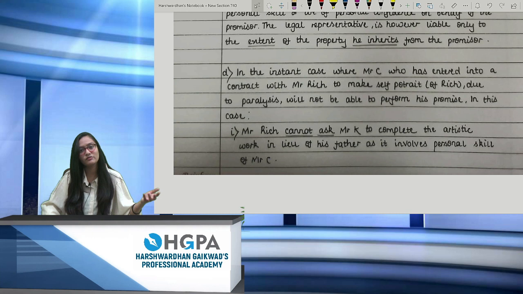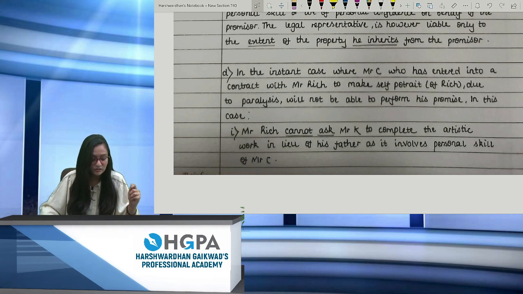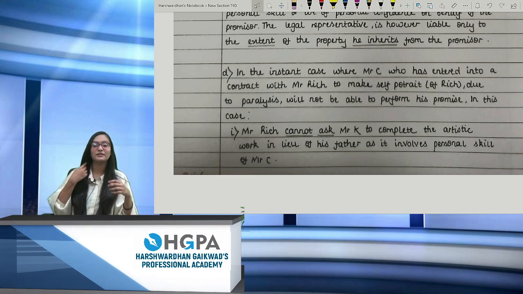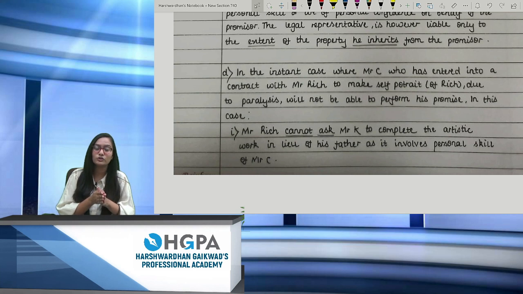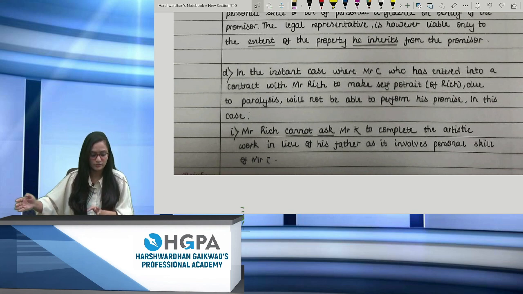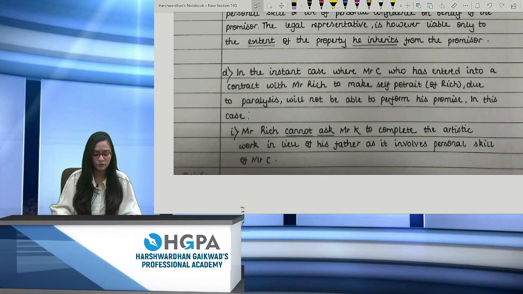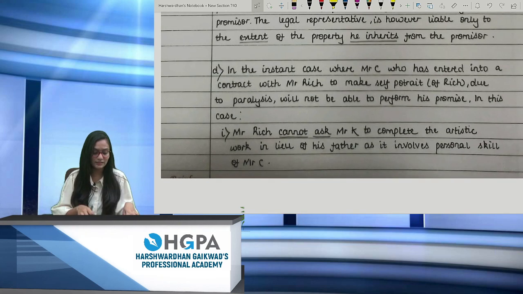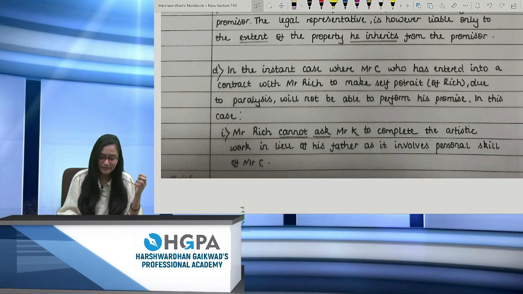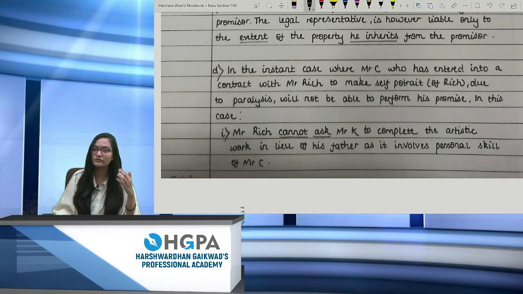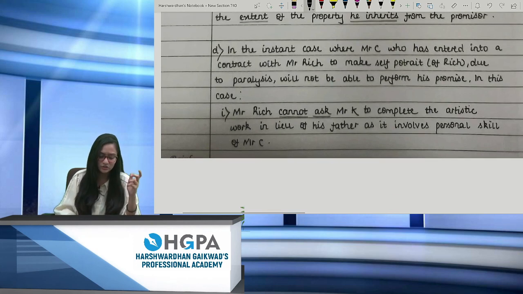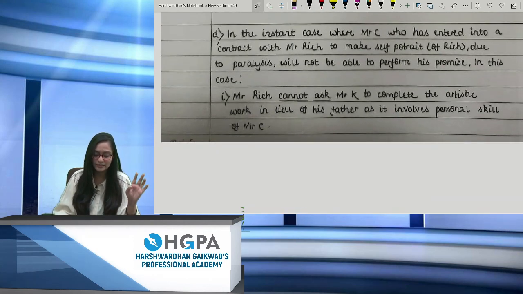Also, I can give you an alternative, which is when you're describing the case, or when you're writing the conclusion, you can always mention that according to the provisions stated above, or according to the aforementioned provisions, and your conclusion follows. So in this case, after writing this, you can mention, according to the aforementioned provisions, Mr. Rish cannot ask Mr. K to complete the artistic work in lieu of his father, etc.